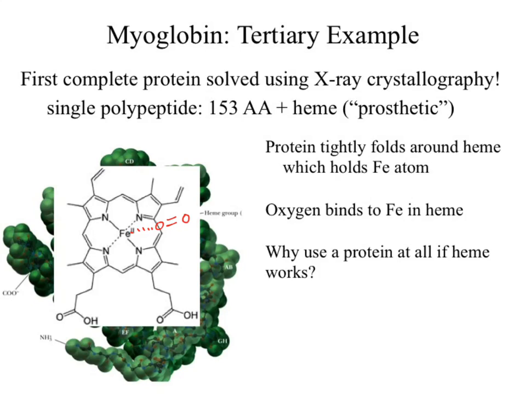Okay. So with myoglobin, oh man, I just went through and answered that question. So why do we have the protein at all if the heme works? Because hemes do bind oxygen relatively well. Why use the protein at all? Okay. Heme is perfect at binding oxygen.